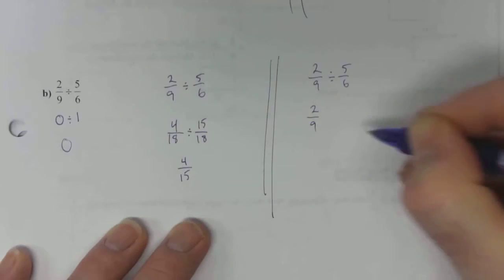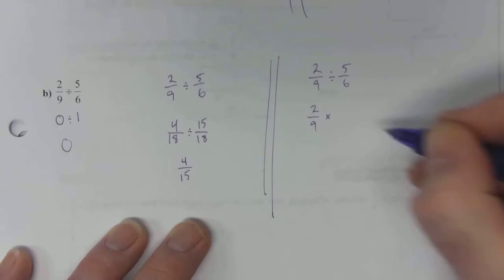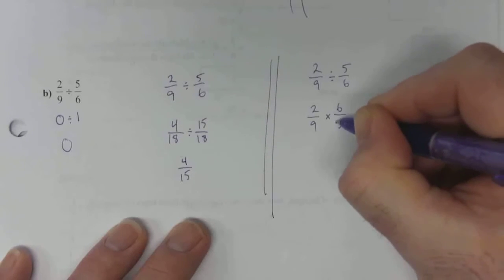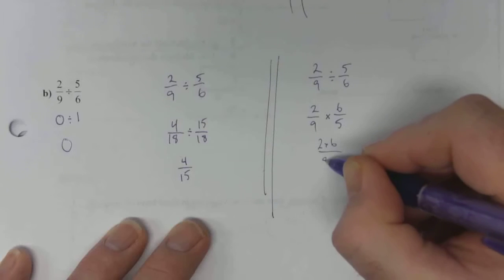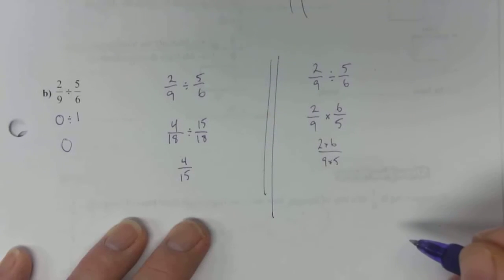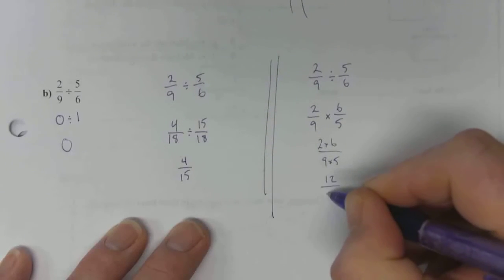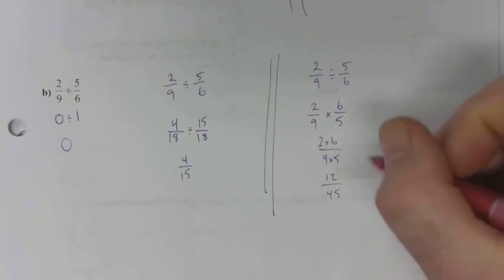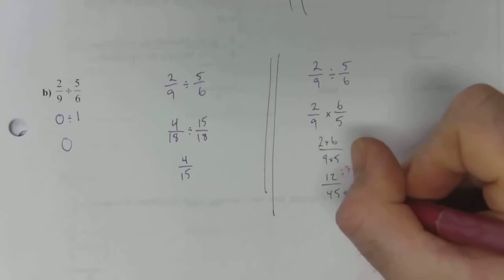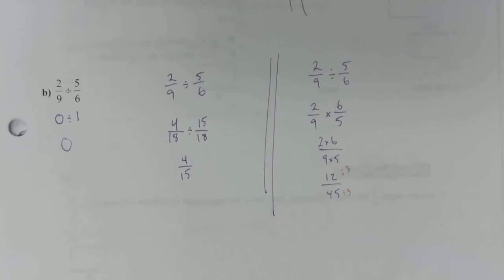First fraction stays the same. Turn it into multiplication, flip the second fraction over. That means that we've got 2 times 6 over 9 times 5, which is 12 over 45. There is a common factor here of 3. So I divide top and bottom by 3.